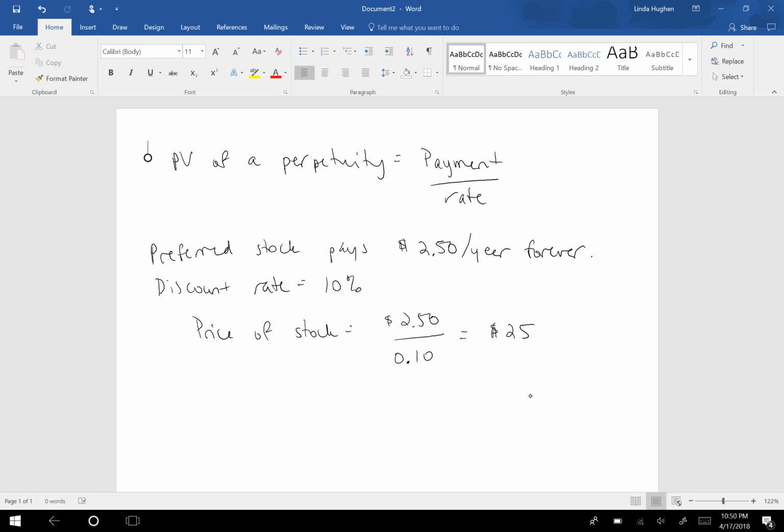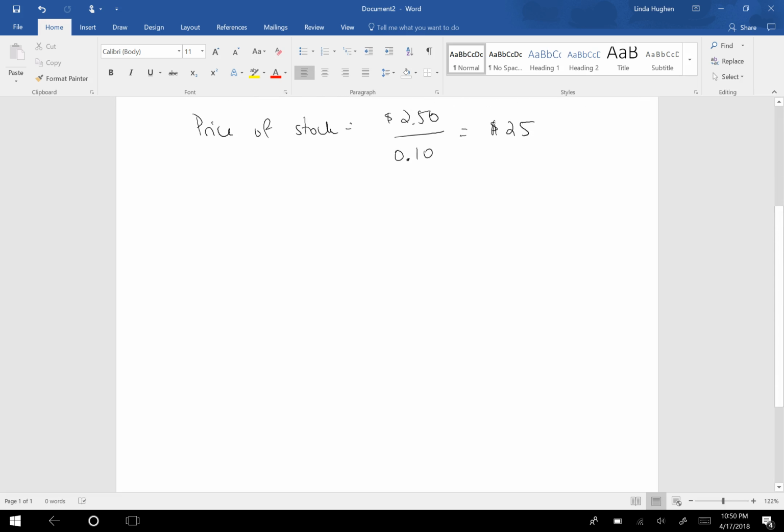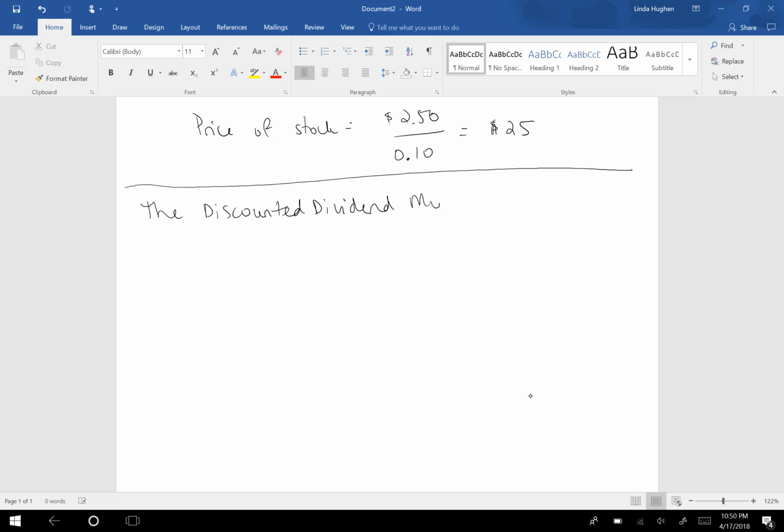Now let's move on to valuing stocks. The discounted dividend model. You learned about this in Finance 215, Financial Management. The price of the stock depends on the dividends that are received during the holding period and the price that's received when the stock is sold. So we could say the estimated price of the stock at time 0 today is equal to the present value of the expected future dividends.